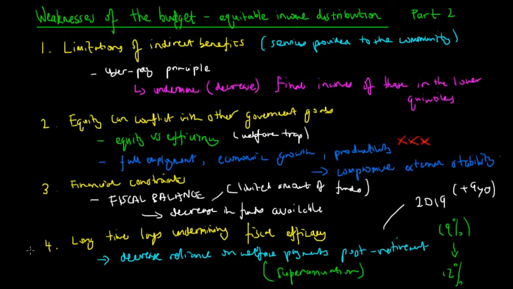Okay, so they're the four remaining weaknesses of budgetary policy in its goal of achieving an equitable distribution of income. So to recap, we have limitations of indirect benefits and equity, how equity can conflict with other government goals, notably full employment, economic growth, productivity, and external stability. Thirdly, we have financial constraints of the budget, so they don't have unlimited funds, and they can't pay unlimited welfare benefits to people. And fourthly, we have long time lags which undermine fiscal efficacy, especially this new superannuation guarantee charge, which is predicted to take 9 years in order for the impact to be fully felt throughout the economy.